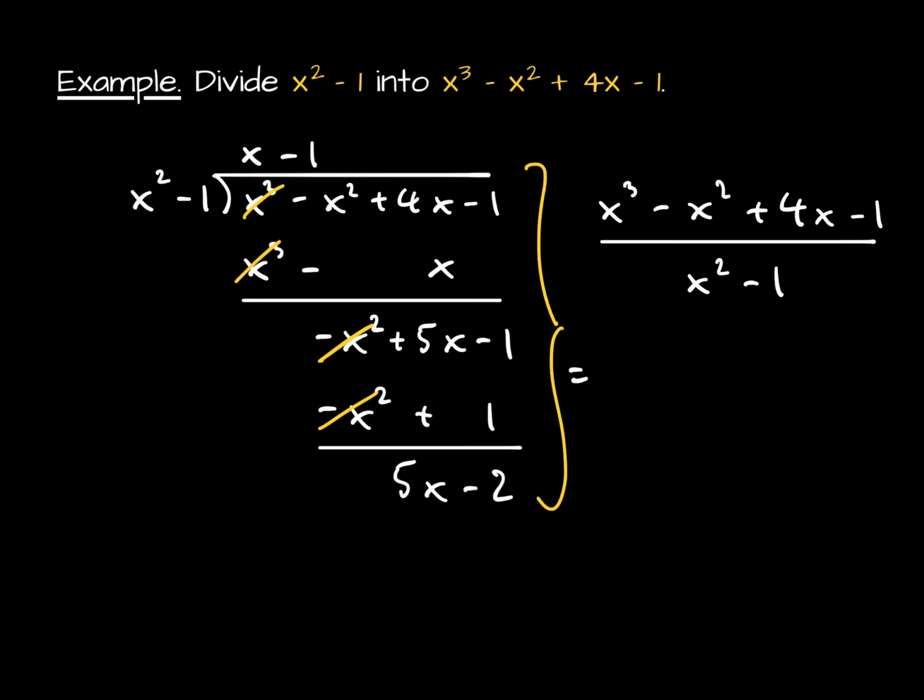What we've shown is that this is equal to x minus 1 plus a remainder of 5x minus 2 all over the divisor x squared minus 1. And that completes the exercise. Long division of polynomials, as you'll see, is a relatively straightforward algorithm that operates in almost the exact same way as the long division of numbers. And with a bit of practice, you'll be sure to get the hang of it.